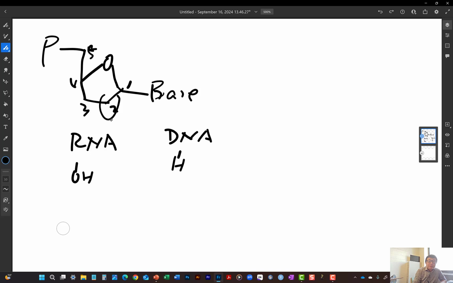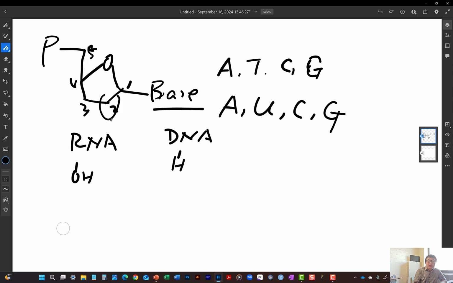The base, in both DNA and RNA, comes in four different types. In the case of DNA, you have A, T, C, and G. In the case of RNA, you have A, U, C, and G. The full names are adenine, thymine, cytosine, and guanine, and uracil for RNA. Knowing the letters is good enough.